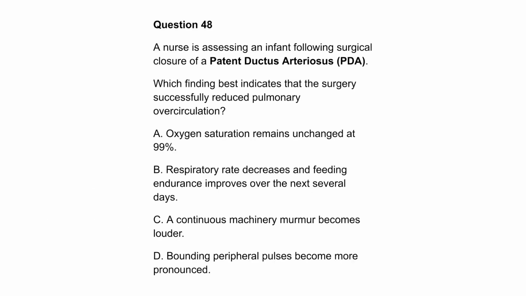Question 48. A nurse is assessing an infant following surgical closure of a patent ductus arteriosus, PDA. Which finding best indicates that the surgery successfully reduced pulmonary overcirculation? A. Oxygen saturation remains unchanged at 99%. B. Respiratory rate decreases and feeding endurance improves over the next several days. C. A continuous machinery murmur becomes louder. D. Bounding peripheral pulses become more pronounced.